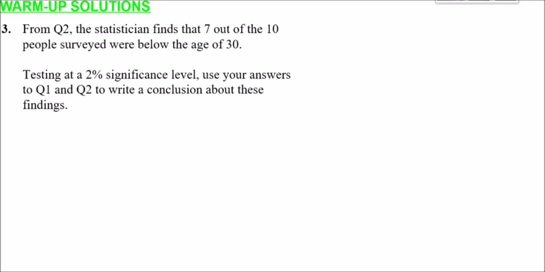Warm-up question 3. So using what we had from question 2, the statistician found that 7 out of 10 people surveyed were below the age of 30. Testing at 2% significance, use your answers to question 1 and 2, this is a big hint here, to write a conclusion about these findings.